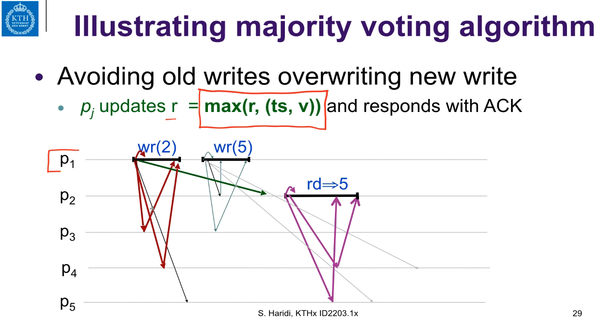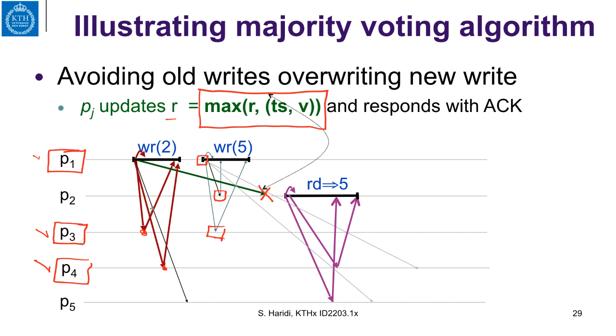P1 is a designated writer. In this case, P1 does a write and it got a response from itself, from P3 and from P4. And the broadcast request is still in the system to be delivered later to P2 and P5. Now P1 does another write and it gets a response from itself, from P2 and from P3.